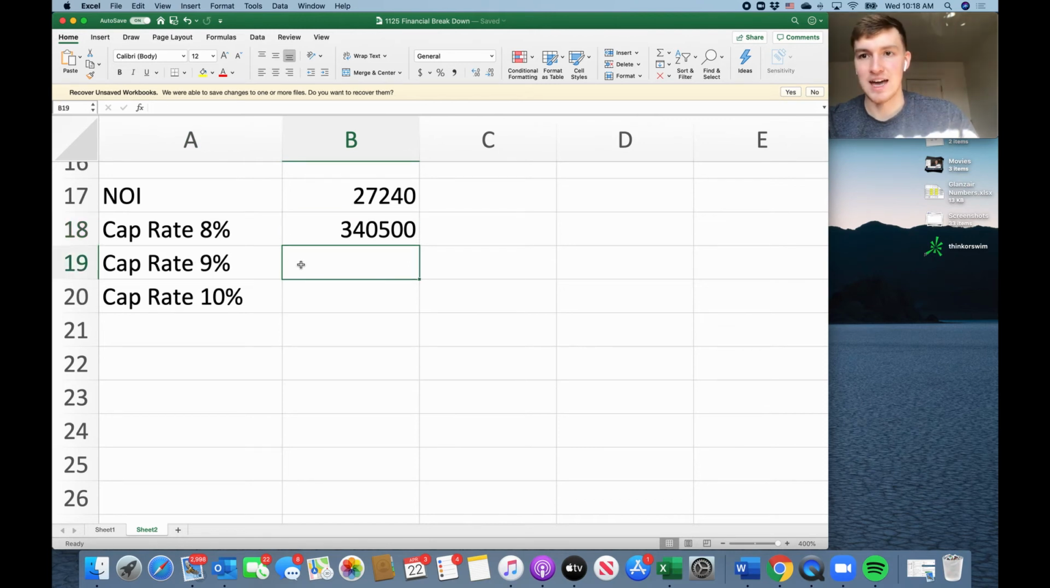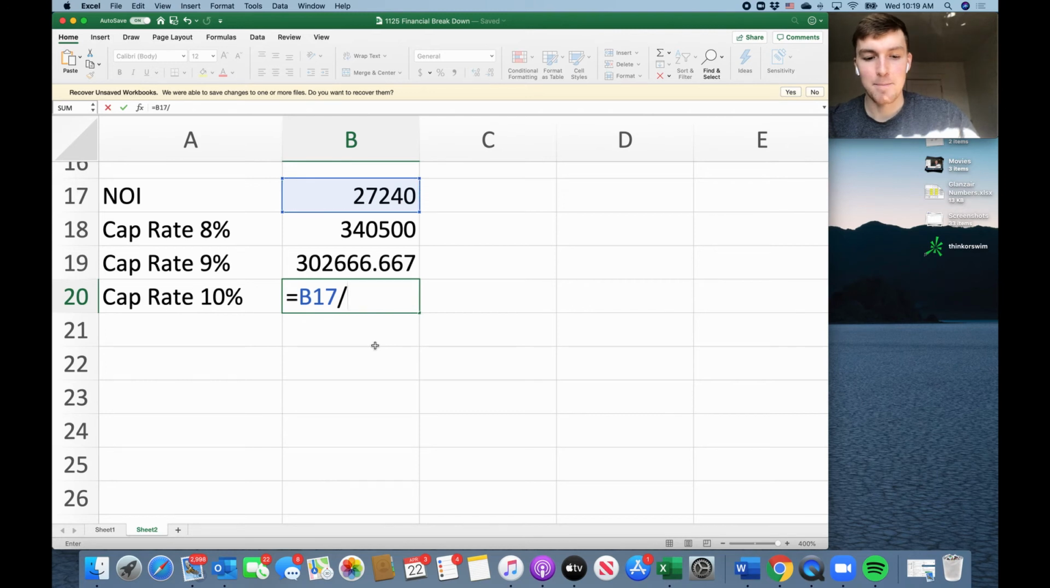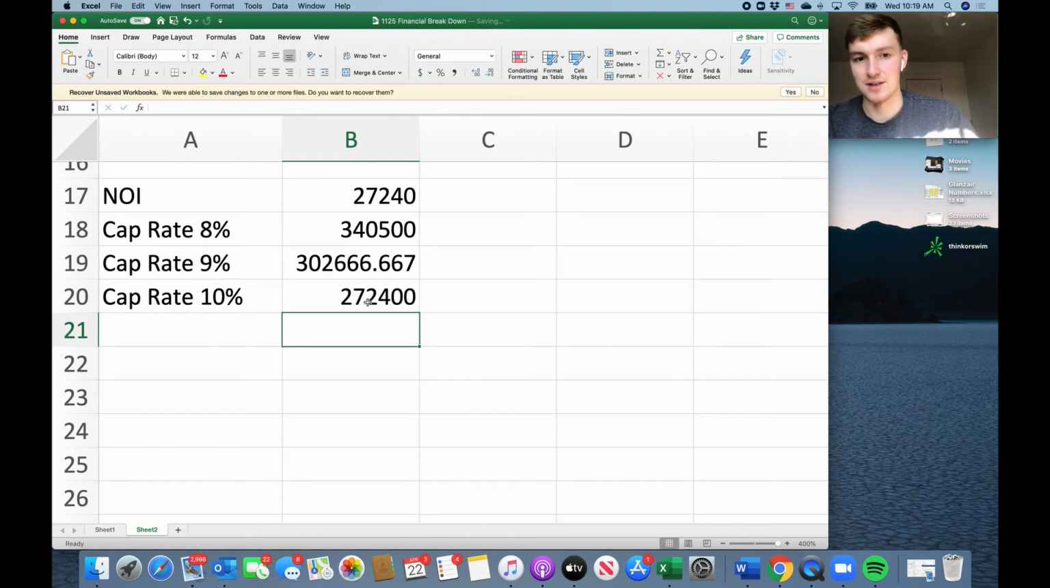At a 9% cap rate, this is what's confusing for some people. The higher the cap rate, the lower the price of the house, right? So we're going to take this number, the net operating income, and divide it by 0.09. The house at a 9% cap rate is $302,000, right? Now we're going to do the cap rate at 10%. So we do the net operating income divided by 0.1, because 0.1 is 10%, and you can do the math easily. It's worth $270,000, okay?